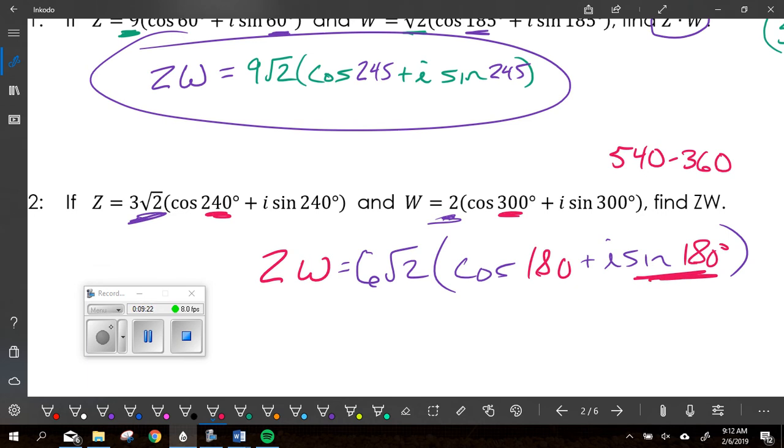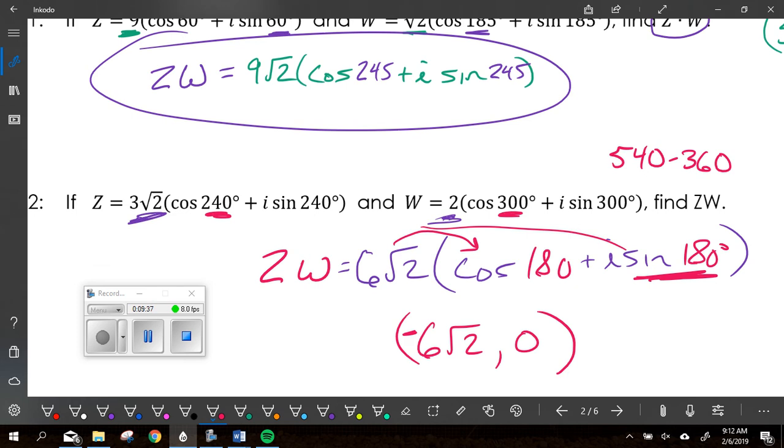And so this ordered pair really matches up with negative 6 radical 2, comma 0, because cosine of 180 is negative 1. This is this in rectangular form. We just made a conversion.